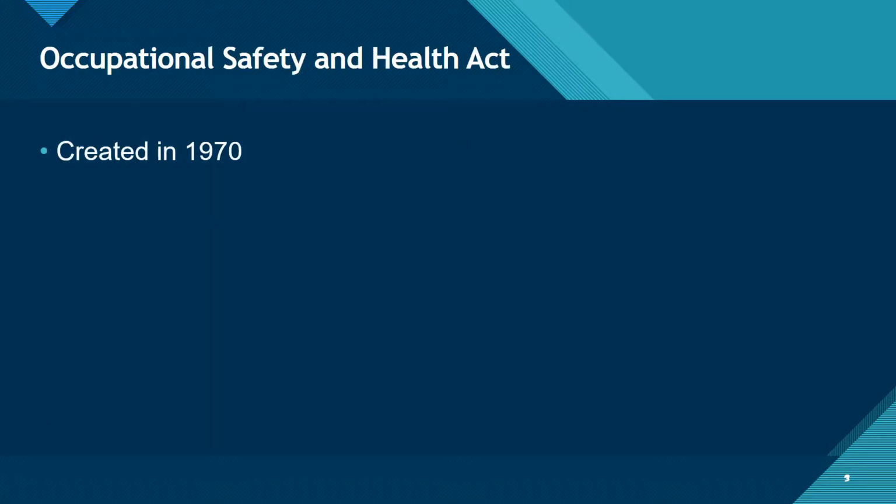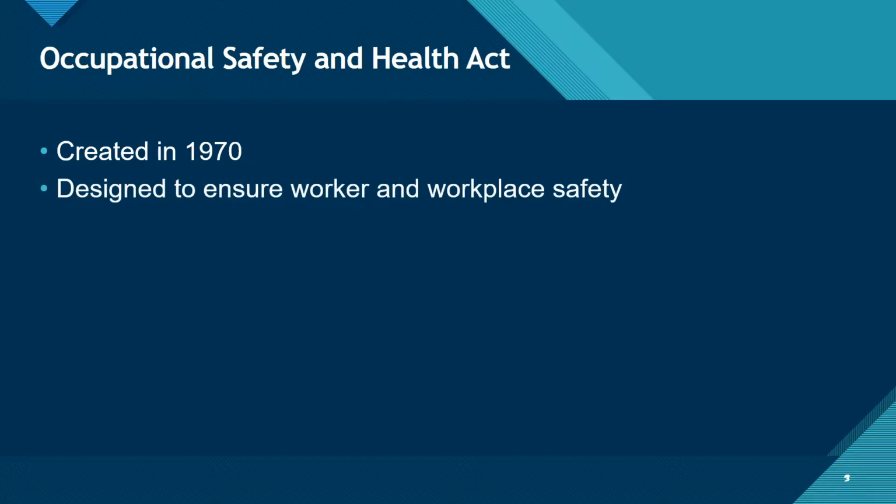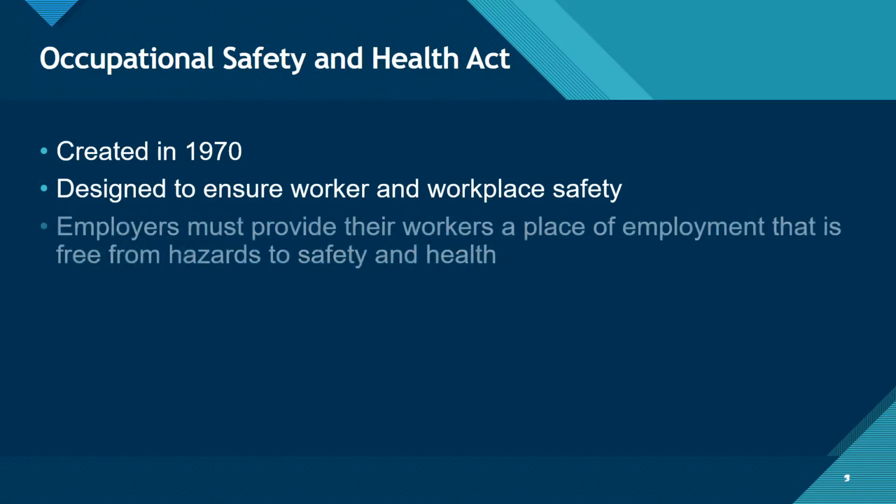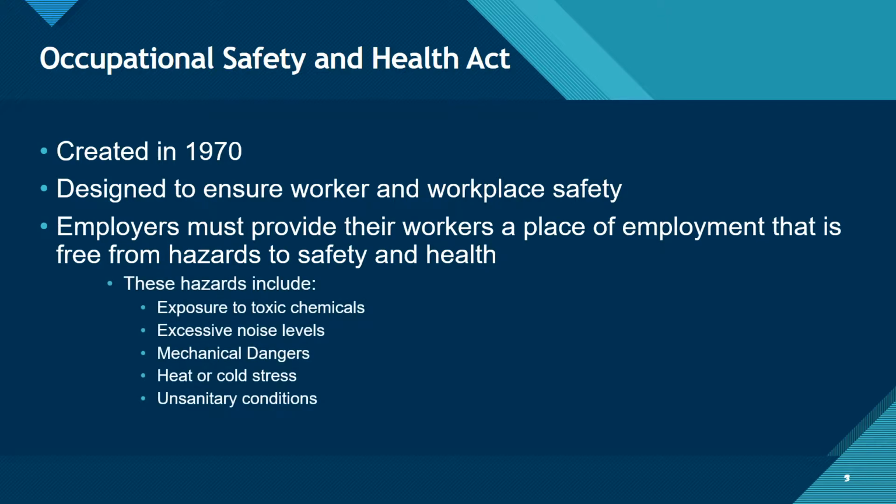The OSHA Act was created in 1970 and designed to ensure worker and workplace safety. Under this act, employers must provide their workers a place of employment that is free from hazards to safety and health. Some of these hazards include exposure to toxic chemicals, excessive noise levels, mechanical dangers, heat or cold stress, and unsanitary conditions.